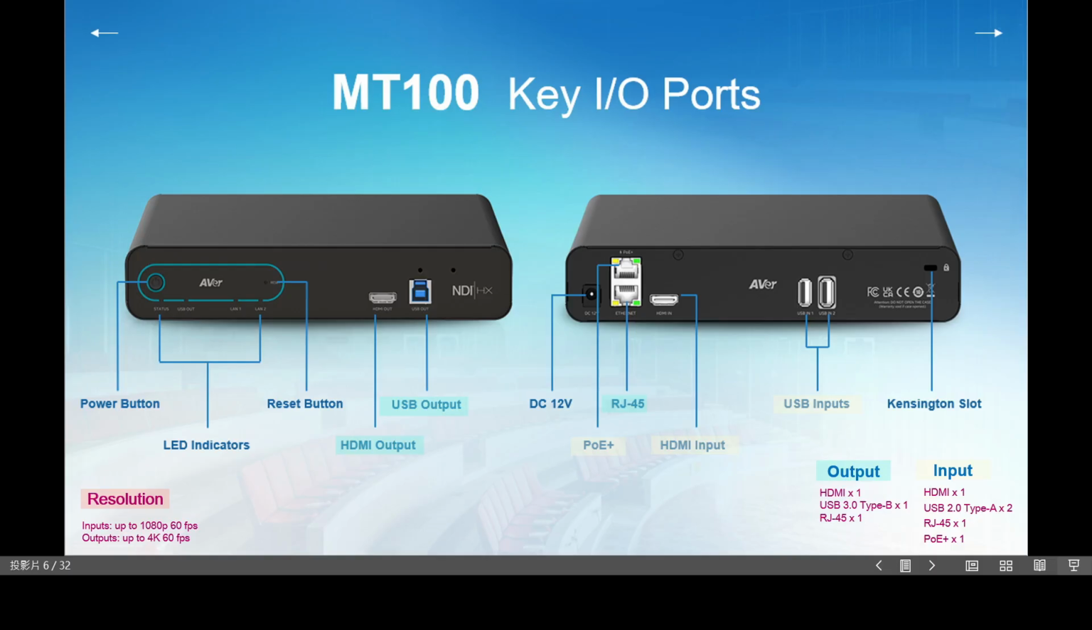Let's take a look at the front panel. It features the power button, LED indicators, reset button, and HDMI and USB outputs. Now moving to the rear panel. Here you will find the DC power input, with PoE+ on the top, and an RJ45 port below.